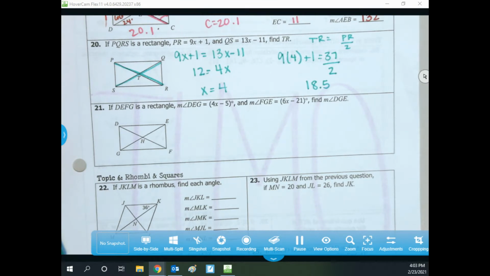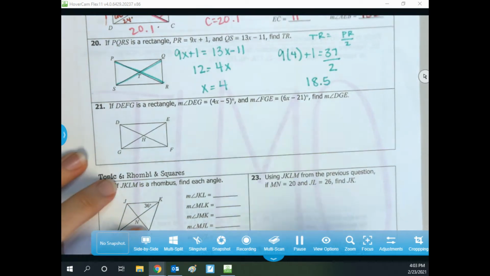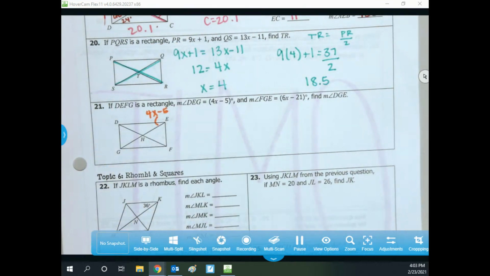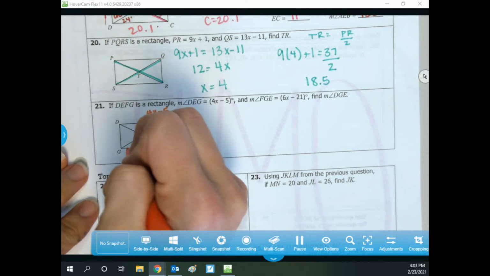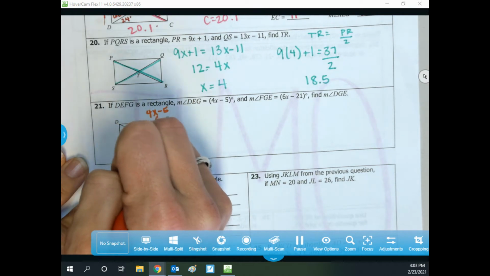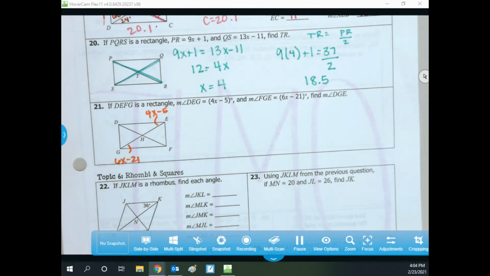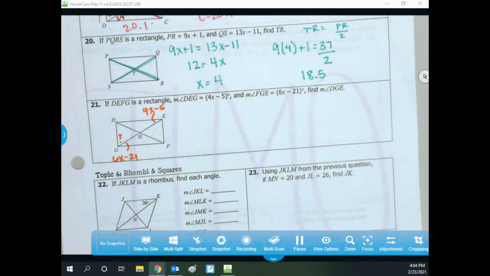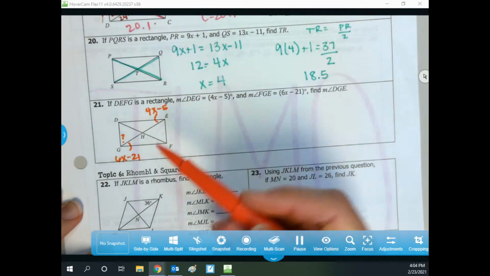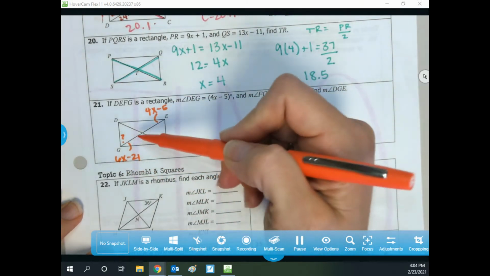All right, now let's take a look at number 21. DEFG is a rectangle. Angle DEG is 4x minus 5. That's this piece right here. Angle FGE, this angle down here, is 6x minus 21. Find the measure of DGE. So we're looking for this other piece right here. We know that these two angles have to add up to be 90. So if we can figure out what x is, we can plug it in and then subtract from 90 to find DGE.